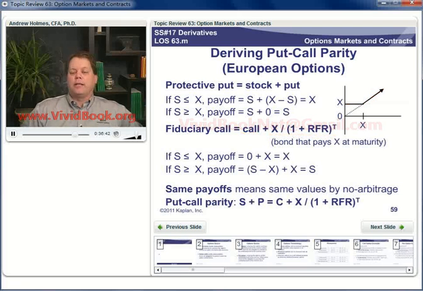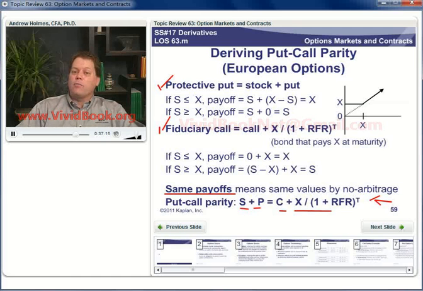That seems a little bit cumbersome to go in and talk about a protective put and a fiduciary call. Well, the point is that both of these portfolios, the protective put and the fiduciary call, have exactly the same payoffs in all states of the world, which means if they have the same payoff, they must have the same value. That is to say, the protective put, the stock plus the put option, has to have exactly the same value as the fiduciary call, which is the call option plus the discounted value of the exercise price. So this is put-call parity.